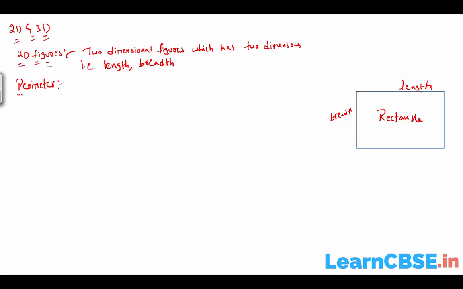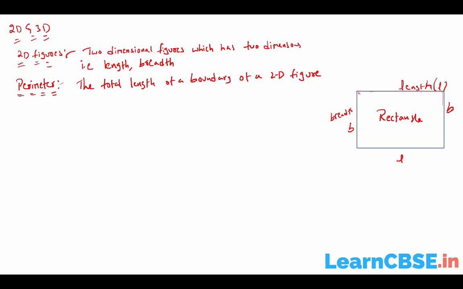So what do you mean by perimeter? Perimeter means the total length of a boundary of a two-dimensional figure. That means total length. Generally we call this L, this B, and opposite sides are equal in a rectangle. So total length means L plus B plus L plus B.